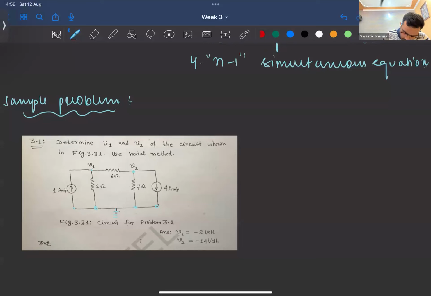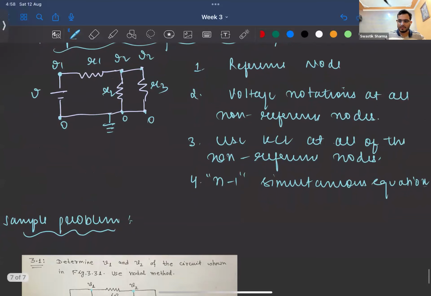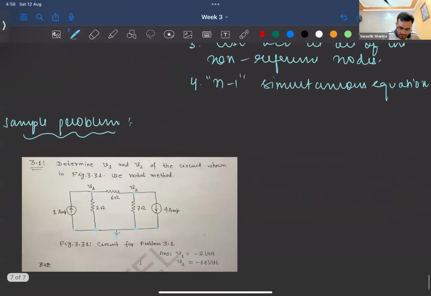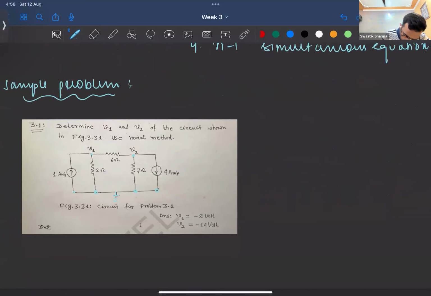So let's apply KCL at the nodes. They have also given us the first step, and for the second step we need to write notations at all of those nodes, which they have also given us. So now we have to use KCL at all of those nodes. Let's do it at 1.